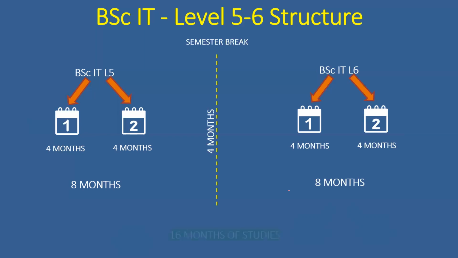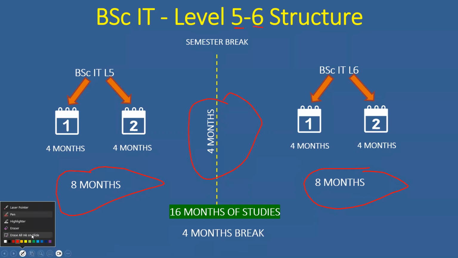So how much time does it take you to complete level 5 and then move on to level 6 and complete level 6? Well, it takes you 16 months of studies, 8 months here, and another 8 months here. So that's 16 months of study, just over a year of studies. And then we have 4 months of break in between each one of the levels. So before you move on to level 6 from level 5, you have 4 months of break. So it's really 20 months of studies, which is just under 2 years, if you start directly at level 5 and you're moving on to level 6. So that's the structure for that.